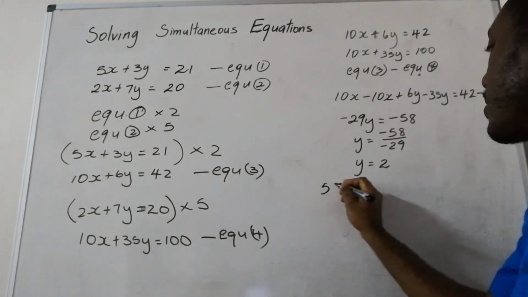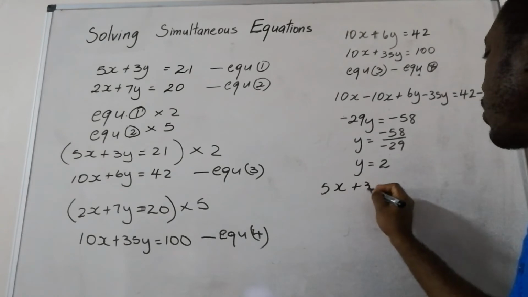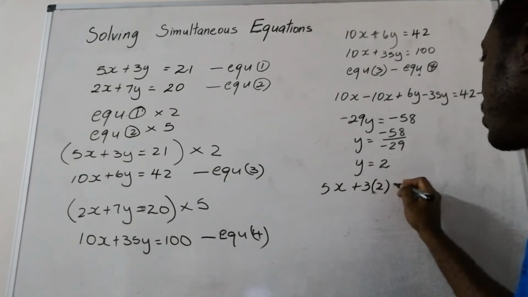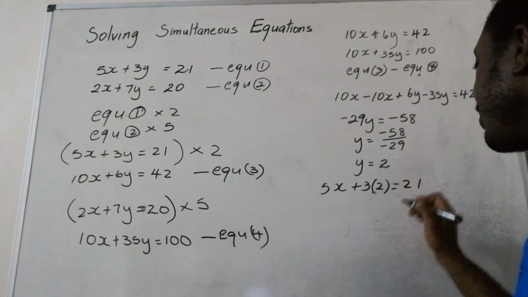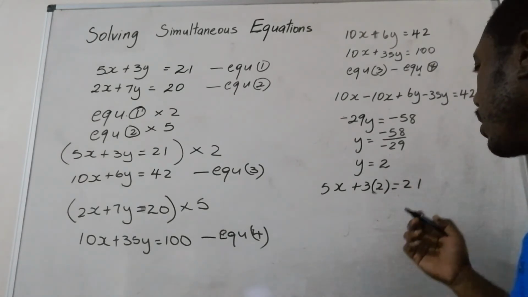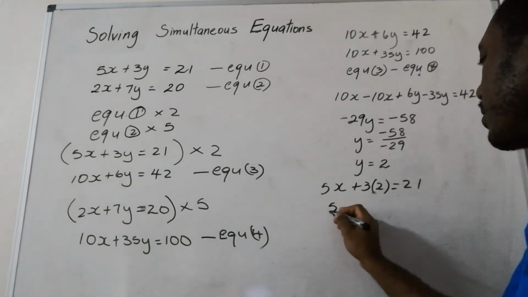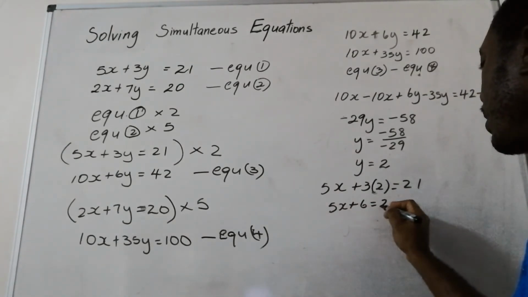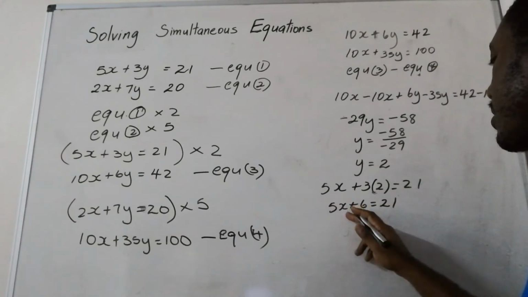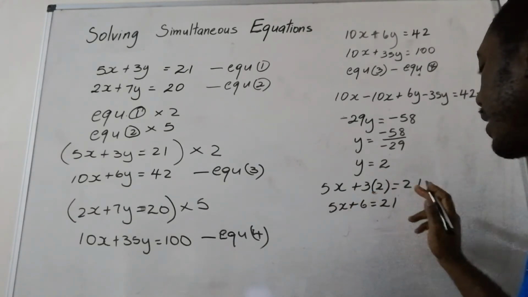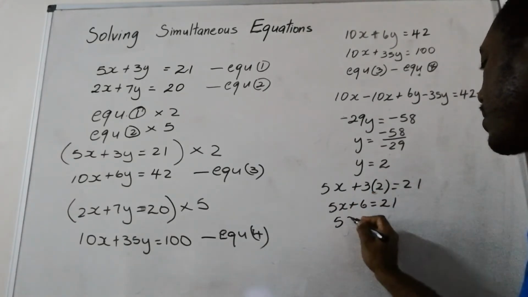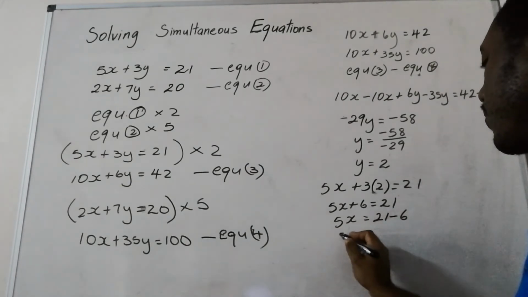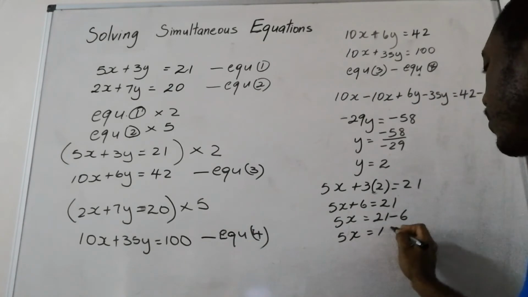So 5x plus 3y, all right, y is equal to 2. So 3 times 2 is equal to 6, so now 5x plus 6 is equal to 21. Since 6 is positive, when it comes to the other side, that will be a negative. So 5x is equal to 21 minus 6. 5x is equal to 15.